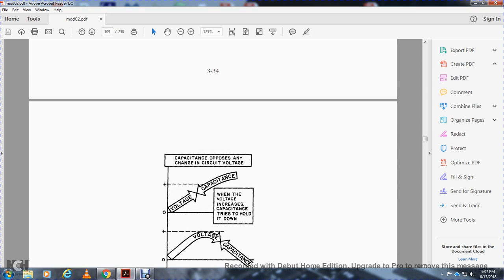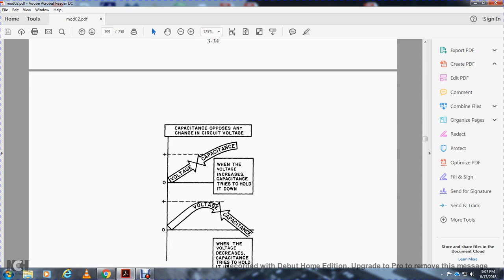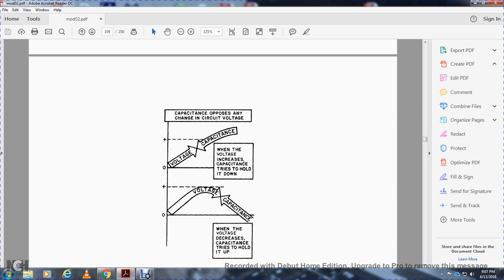When voltage increases, the capacitance tries to hold it down. When voltage decreases, the capacitance tries to hold it up.